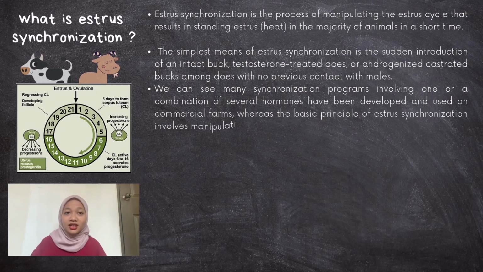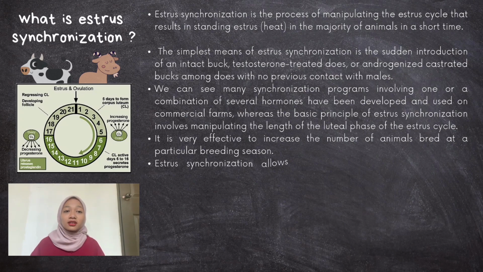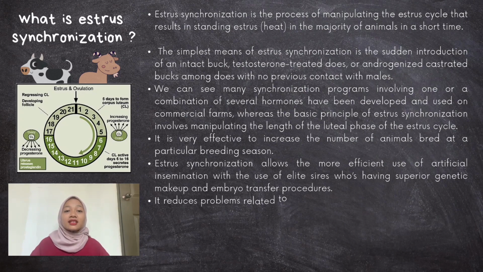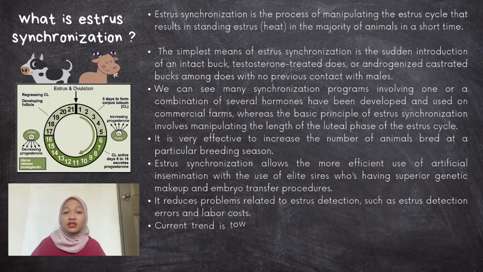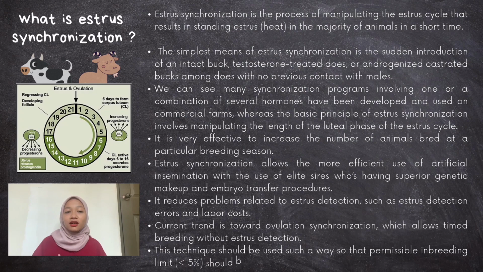Estrus synchronization is the process of manipulating the estrus cycle that results in standing estrus, or people call it a heat, in the majority of animals in a short time. According to M. Melado in Encyclopedia of Dairy Science, second edition, the simplest means of estrus synchronization is the sudden introduction of an intact buck, testosterone-treated, or androgenized castrated buck among those with no previous contact with the males. The buck stimulus initiates the ovulatory process a few hours after the start of teasing.